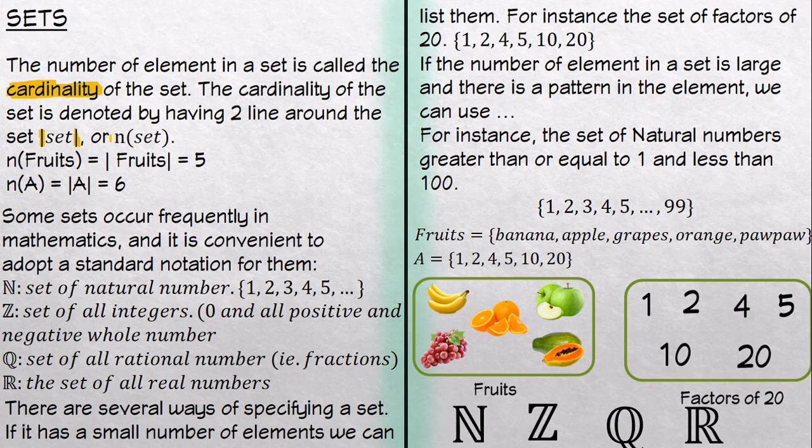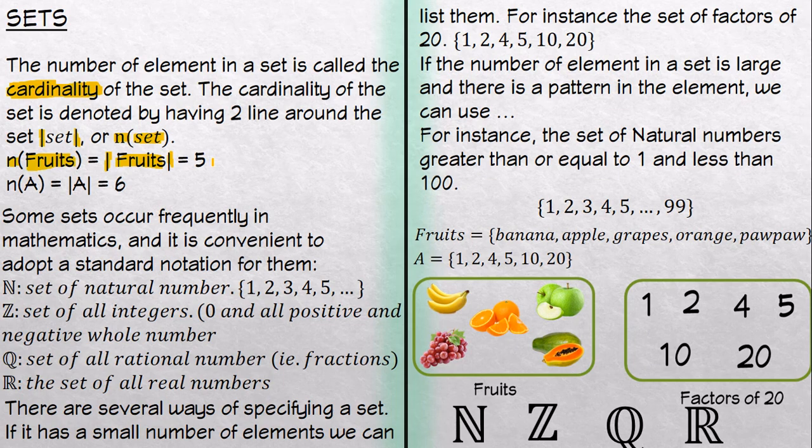Or we write n, then into brackets. So inside the brackets we write the name of the set. So an example of that, if we want to know the number of elements in the set fruits, it is going to be n, then into brackets. Inside the brackets we have the set fruits, which is the same as having a double line or these lines around the set. Right, so if we have these lines around the set, it is the same thing as the cardinality, right?